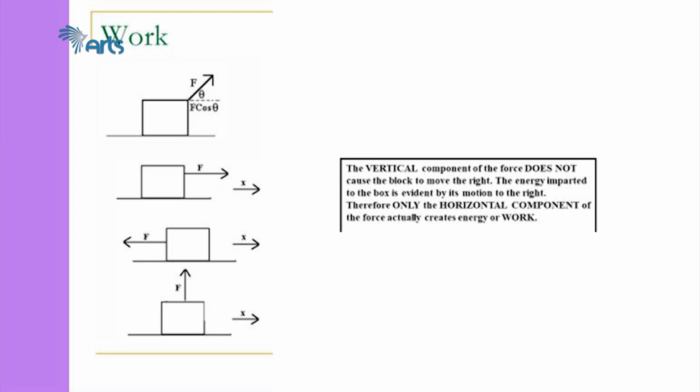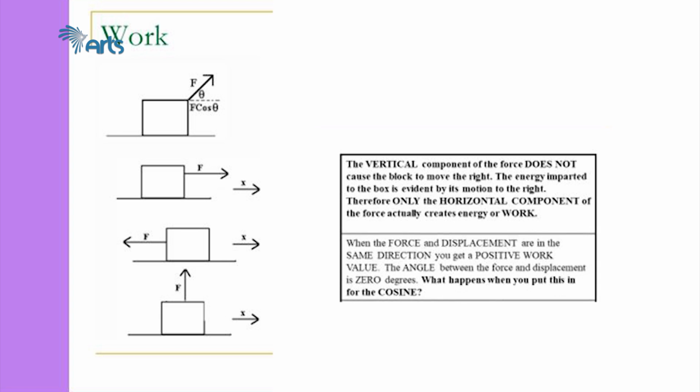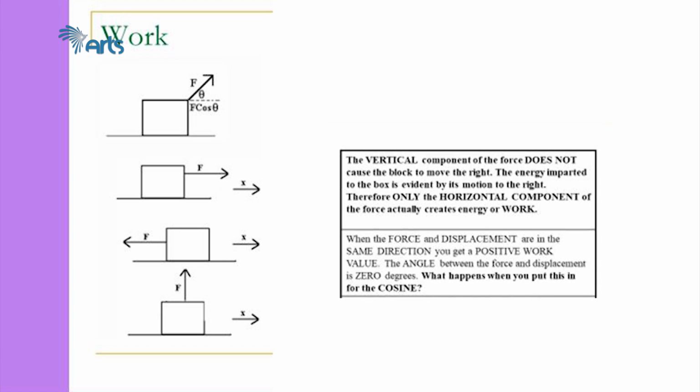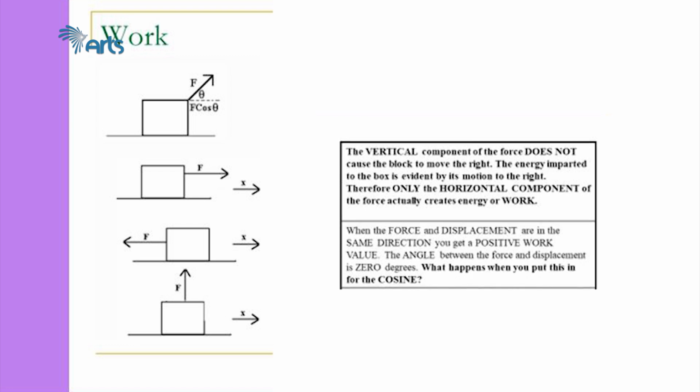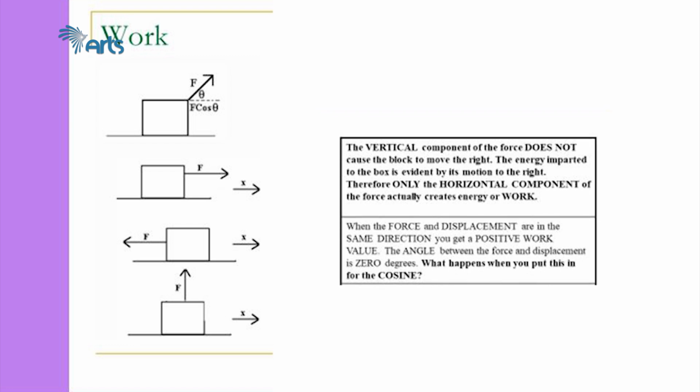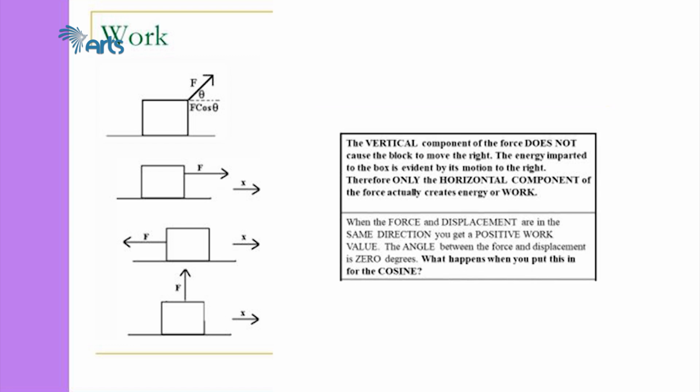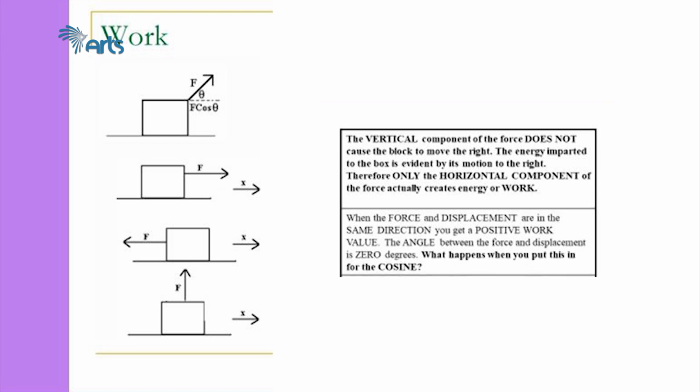If you see the second one, when the force and displacement are in the same direction, you get a positive work done, and the angle between the force and the displacement is 0 in this particular example, meaning cosine of 0 is 1 and you will have a maximum positive work done.